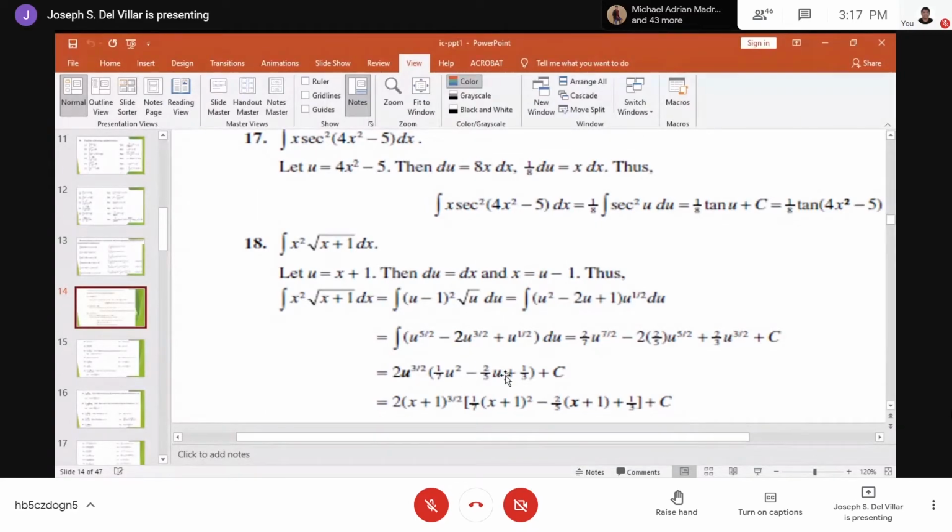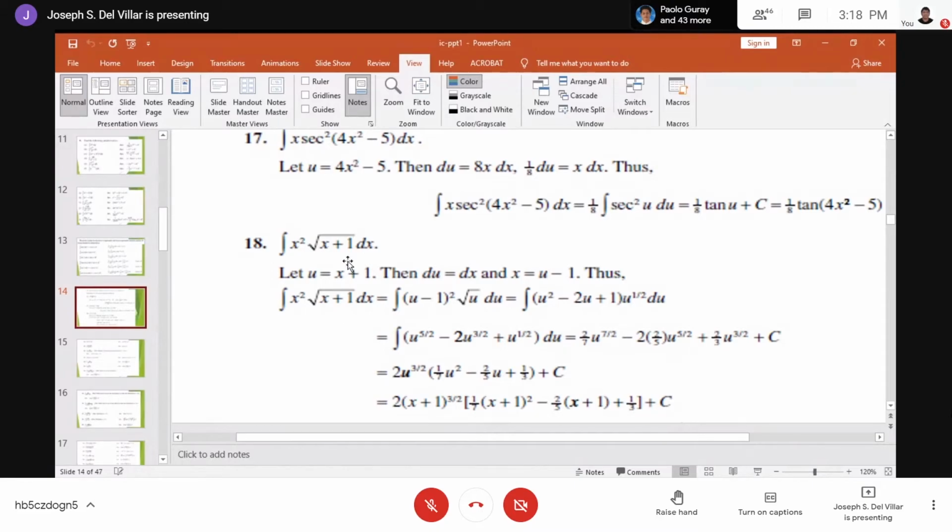You can disregard this, itong last two rows, disregard this, and then focus your answer to this, no? So ito na yung answer, but you need to simplify the middle term. Okay? Gawin itong 4/5 kasi 2 times 2/5 to eh, no? So pag isahin nyo to, magiging minus 4/5 u to the 5 halves.